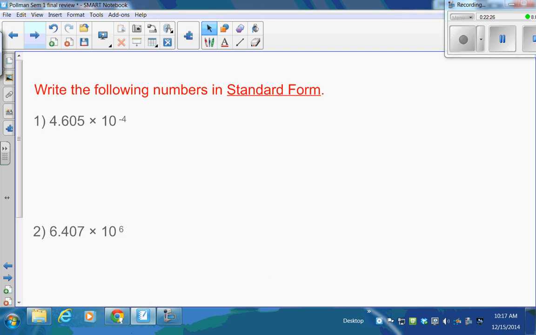All right, now we have them in scientific notation. Flip them back to regular form. Pause it now.